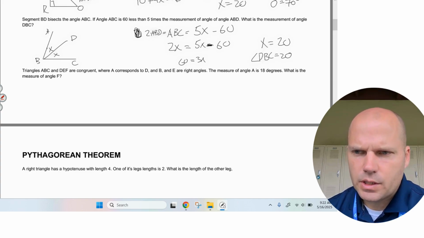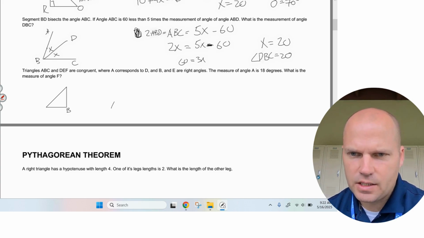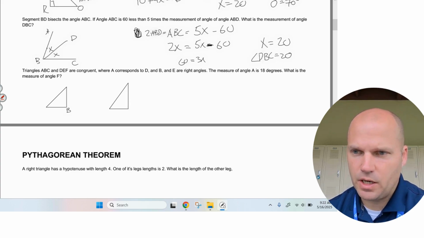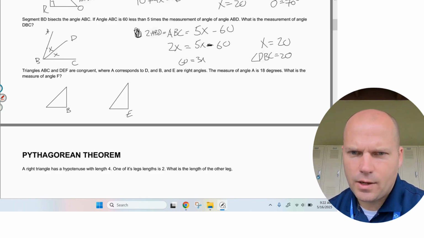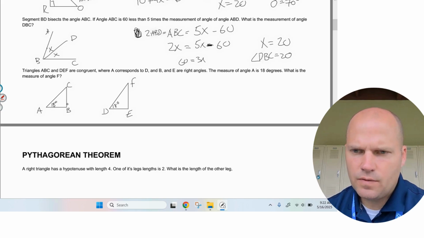ABC and DEF are congruent, so that means they're the same. B and E are right angles. They're not similar, they're the exact same. They could be similar, honestly. A corresponds to D. C will correspond with F. A is 18 degrees, which means D is 18 degrees. If this is 90 degrees, this has to be 72.